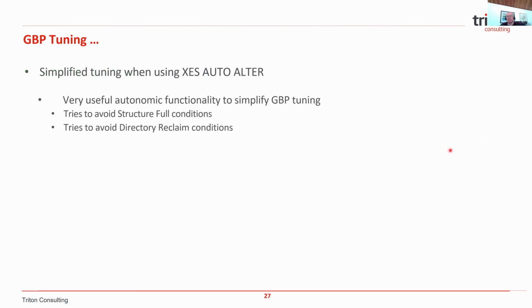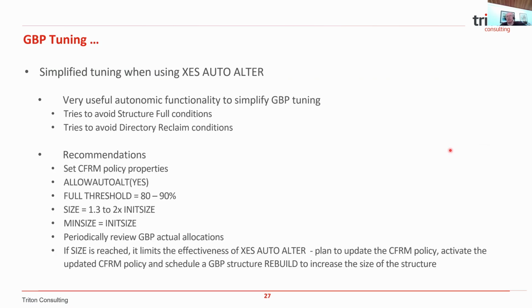Then I want to talk briefly about XES alter. This is an autonomic piece of function provided by XES working with the coupling facility that tries to avoid structure full conditions and tries to avoid directory entry reclaims. The recommendations on how to set it up are provided on the second half of slide 27. What it will try to do is either grow the size of the structure until it reaches maximum size, which is called SIZE, or it will adjust the ratio.